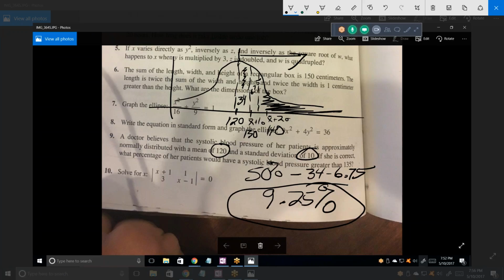Let's say the standard deviation was 15. Then it would just be 50% minus 34, so we would have 16% of the people with blood pressure greater than 135. So the mean and the standard deviation pretty much tell you everything you need to know about all of the data that's under this curve. That's because the way they calculate the standard deviation is an extremely complicated method. It's not easy. That's why they always give it to you. They don't give you the data that lets you calculate it.